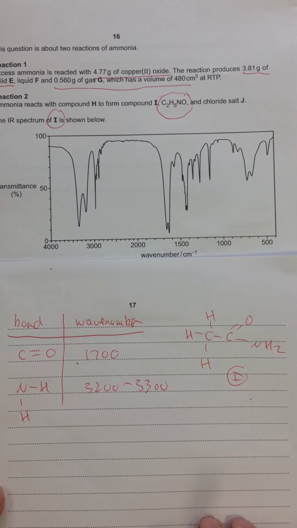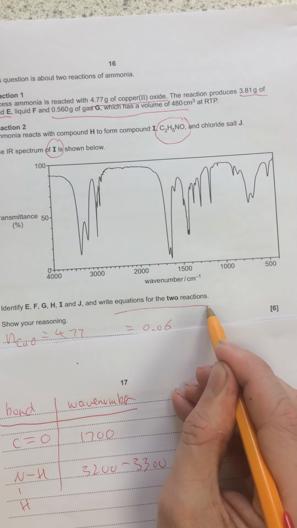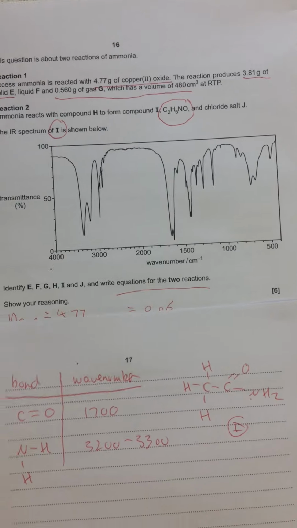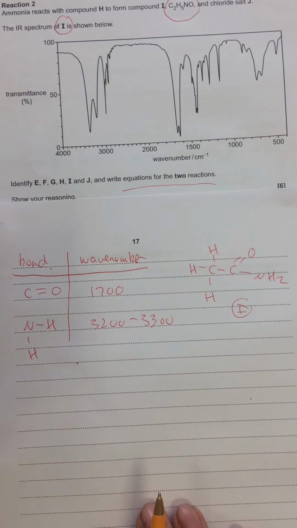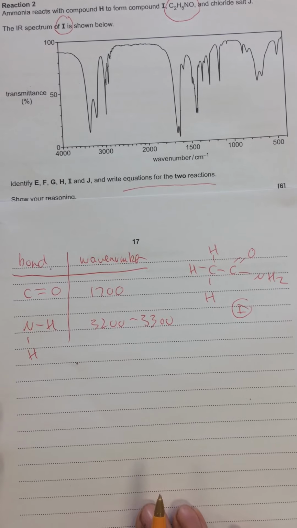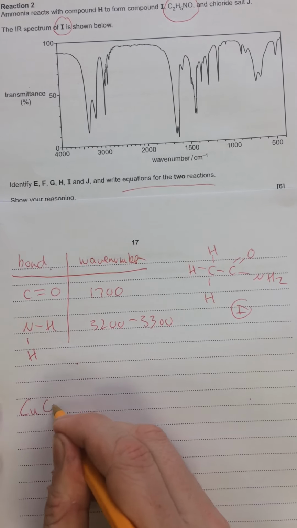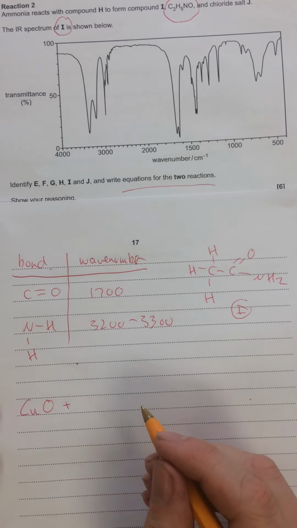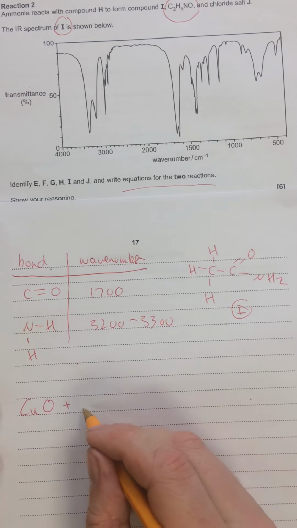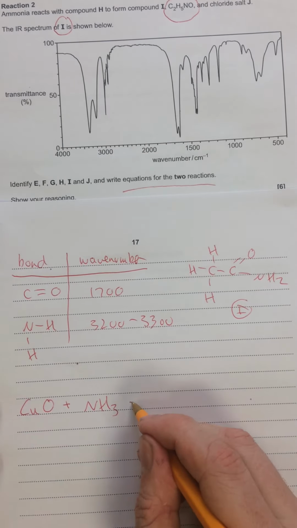We are also asked to give some equations. If I scroll down, write equations for the two reactions. So I'm kind of running out of space, bear with me here. There we go. So for the first equation, we know we started with our copper oxide because it told us in the question, and where it said in the question that it was reacted with ammonia. So we can slowly build up this equation.